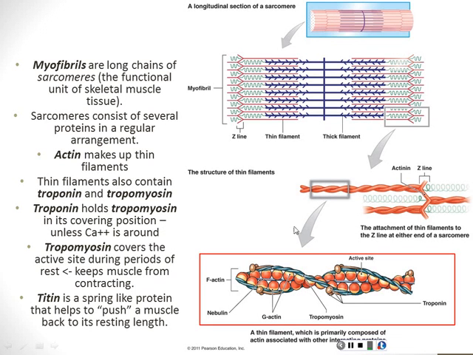Okay? Now, when we add calcium back in, we'll see that that troponin is going to move, and the tropomyosin is going to twist, and then the active sites will be exposed, and exciting things will happen. So thin filaments are actin, troponin, and tropomyosin. So there are three components in the thin filaments.